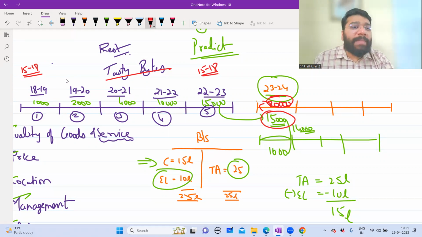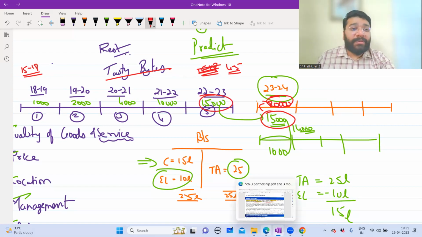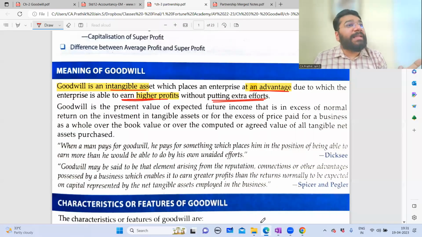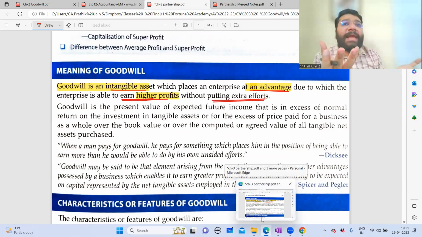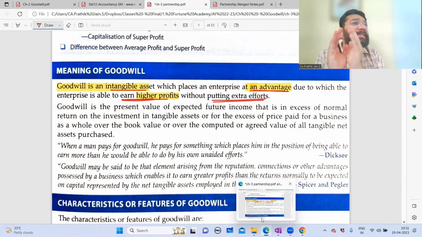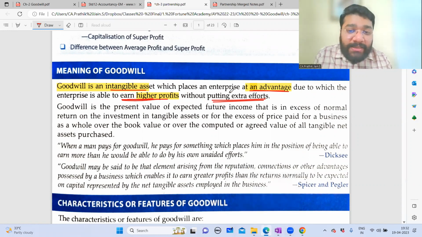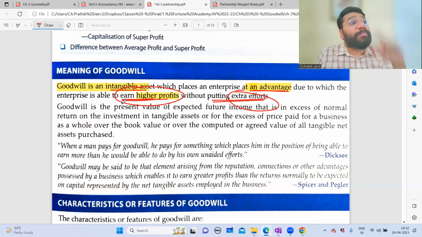So now imagine you're ending up putting only 4 to 5 hours and you're getting better customers, better turnover, better profits. Why has this happened? Now the business is established. It is because of the hard work that you have done in the past. It has contributed directly in enhancing the value of the business. And because the business is established, the brand value and brand image have been gained. So without putting any extra efforts in year 5, you're earning higher profits.